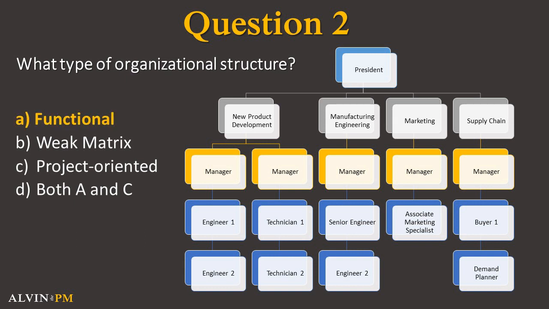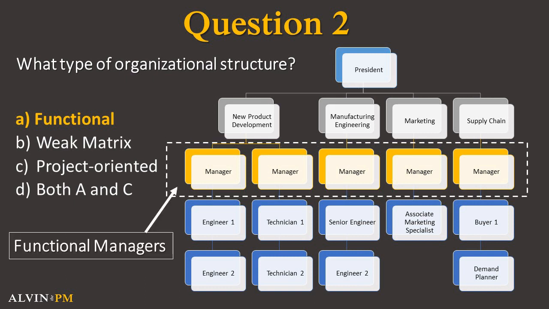This is an example of a functional organization because the organizational structure is divided into areas of specialty. For example, new product development, manufacturing engineering, marketing, and supply chain. As shown in this diagram, each team member reports directly to a functional manager. In a functional organizational structure, the project manager has very little authority and would need to work with the functional manager when assigning tasks and requesting resources for meeting the project timelines. Also, the team members do both project work as well as operational work at the same time.